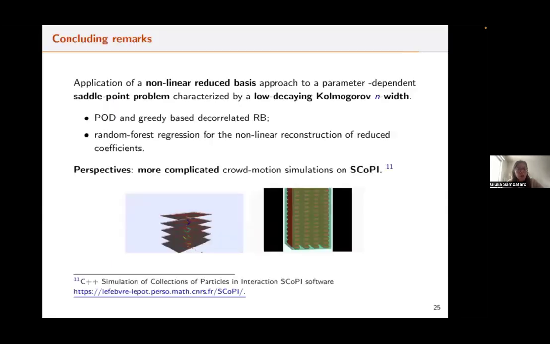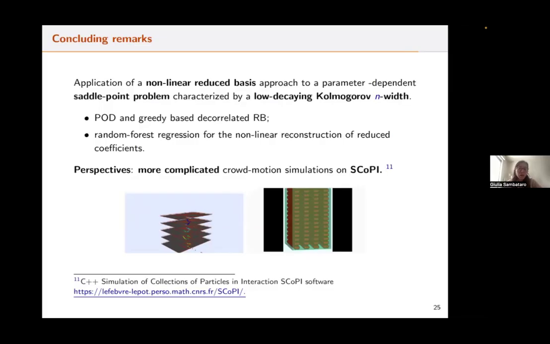And okay, so summarizing what I talked to you about, you can look at this work as an attempt to mitigate the Kolmogorov barrier to reducibility. So the simple reduced basis technique seemed to be not enough, and I combined that with a nonlinear approximation. In particular, for this application, I combined it with random forest regression for the reconstruction of reduced coefficients coming from the solution of the Galerkin reduced order model.